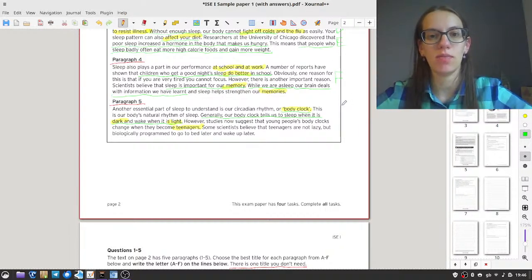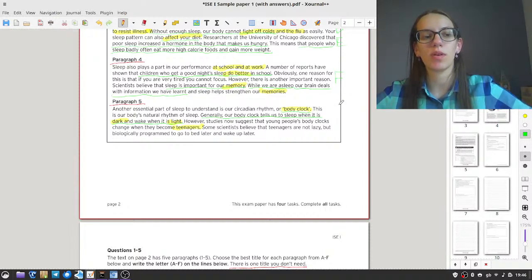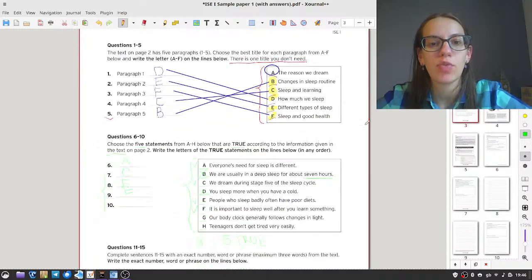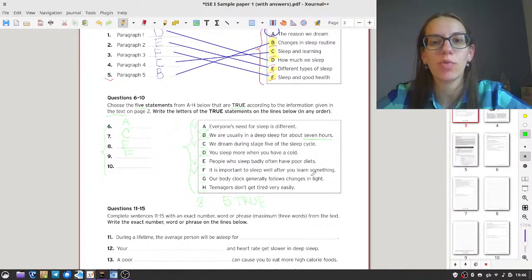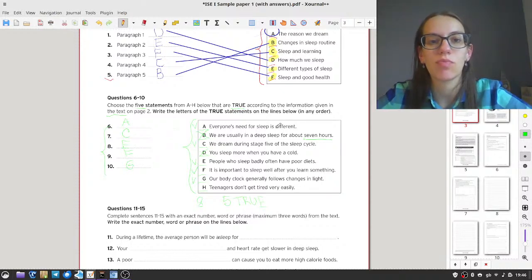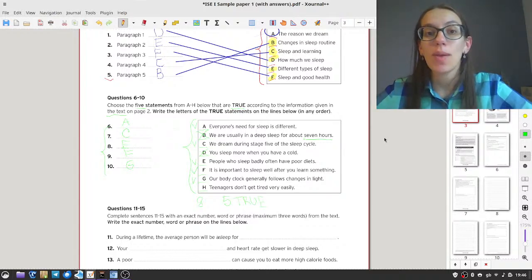So what does this mean? It means that the body clock follows the light and dark pattern. So this is information about G. So is it true or not that our body clock generally follows changes in light? Yes, it is true. And in fact, you may know that it is true just from your general knowledge. But always check, is it true according to the text? Or maybe the text doesn't say anything about it, and then you can't say that it's true.